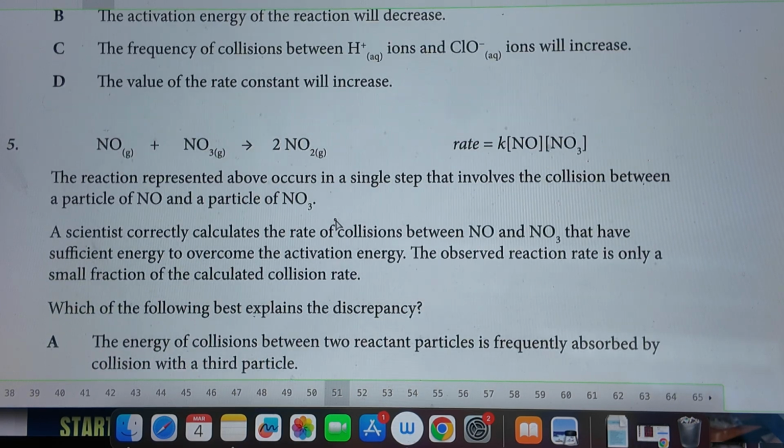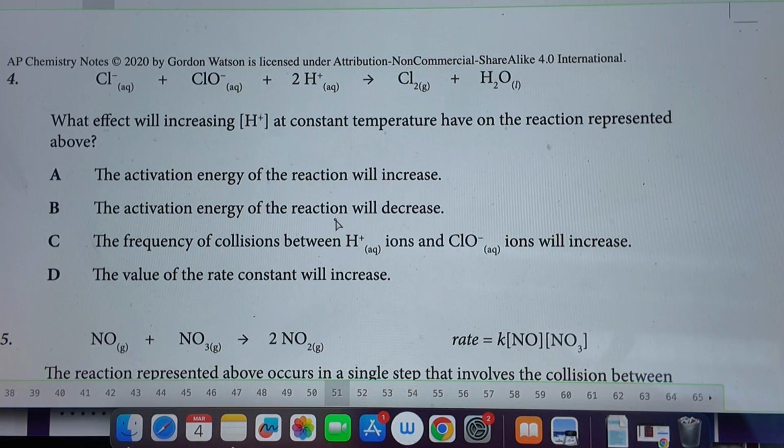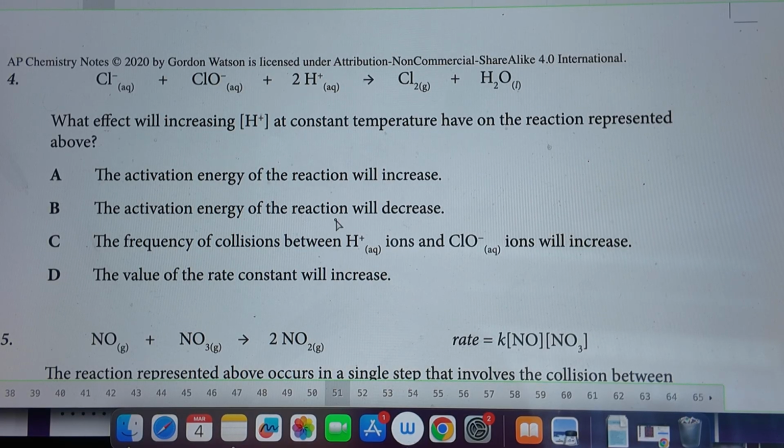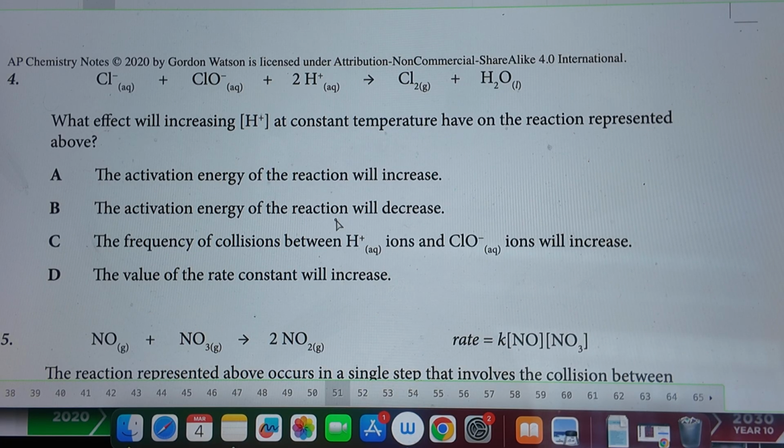Okay. Question number 4. We see ClO minus plus two H plus turns into chloride and water. What effect will increasing H plus at constant temperature have on the reaction represented above? So what effect will increasing this?